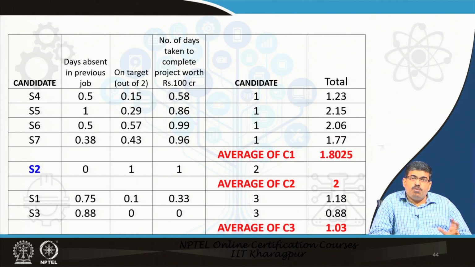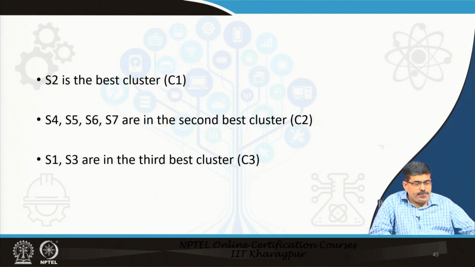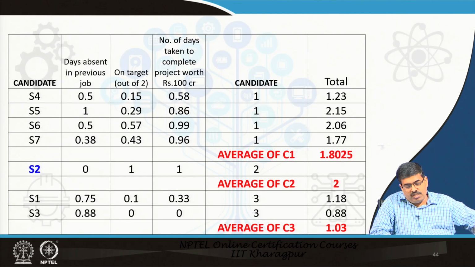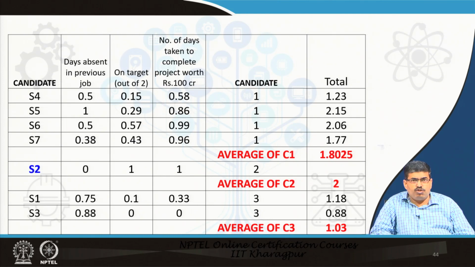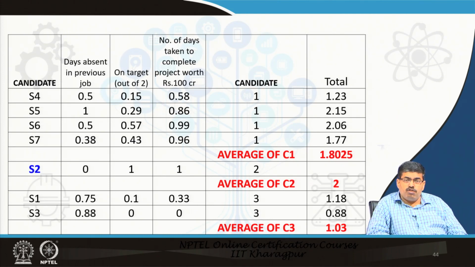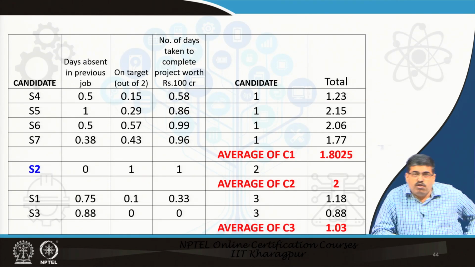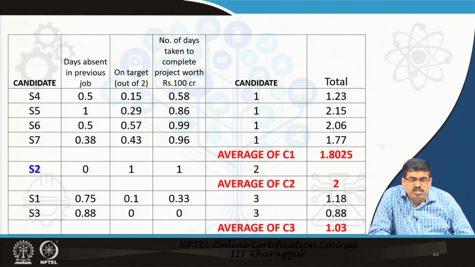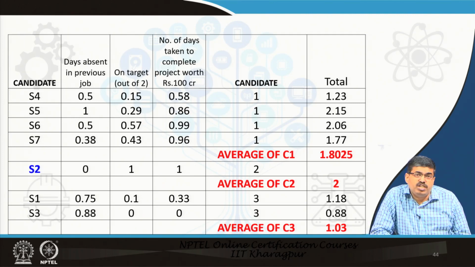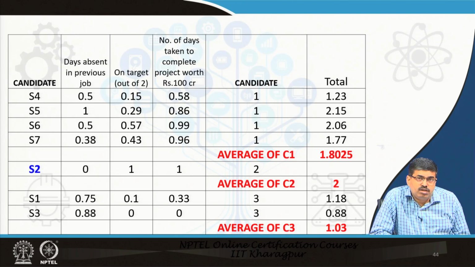So, this is the way by which you do the clustering technique. S2 is the best cluster, this is the second best and this is the third best. You also see the huge difference in score. Cluster 1 has a score of 2 and cluster 3 has a score of only 1.03, a huge difference. So, you have to have some redeployment of people.